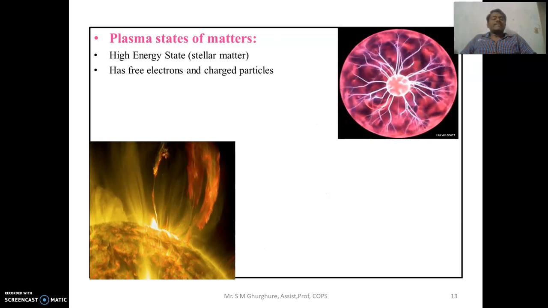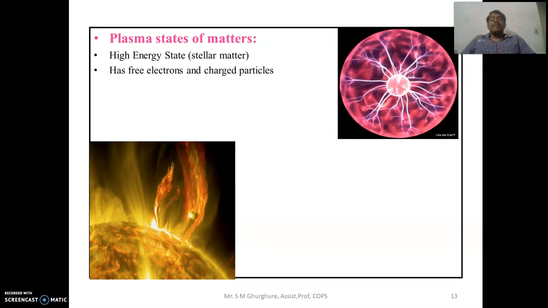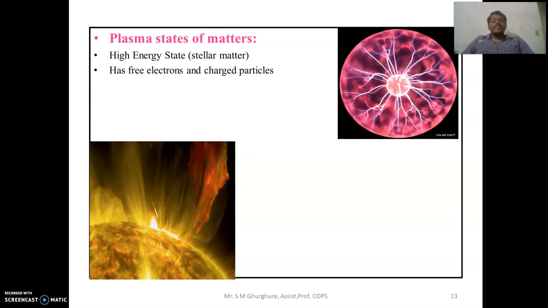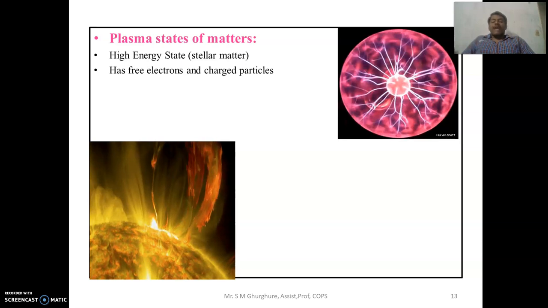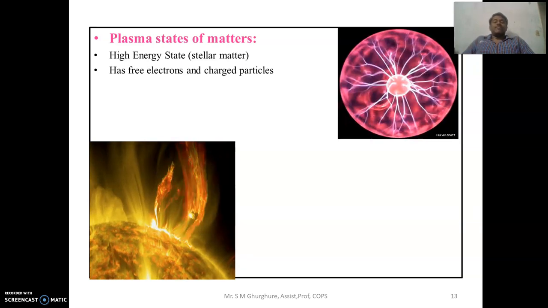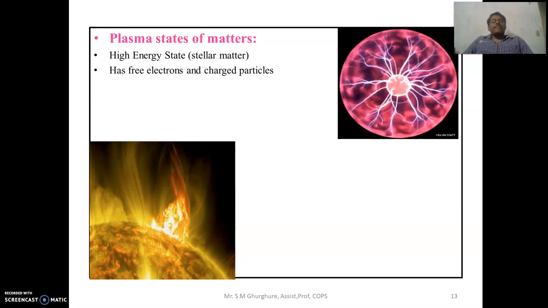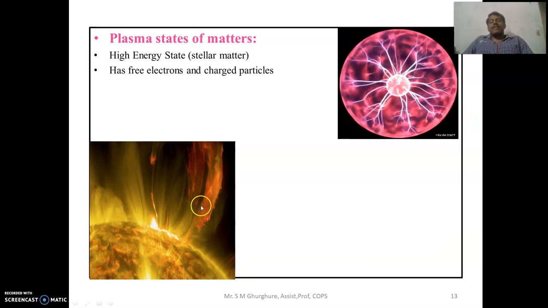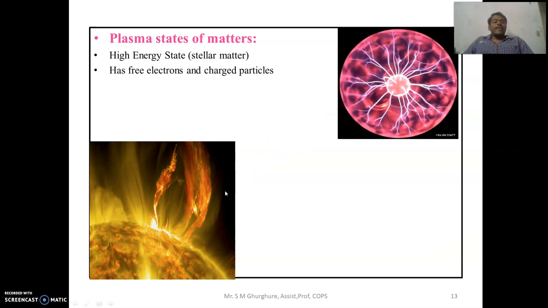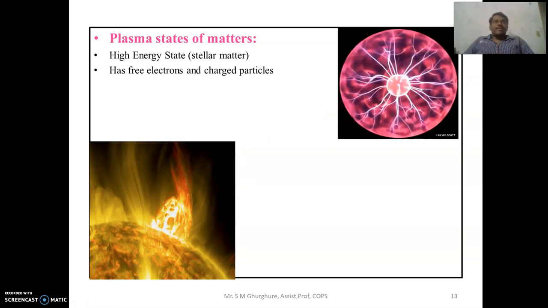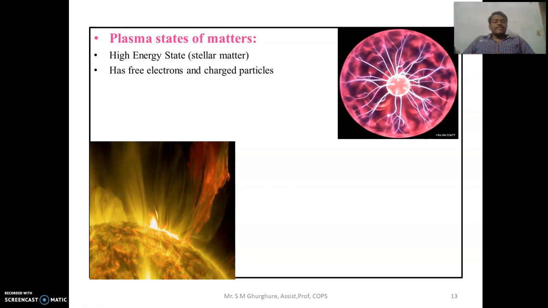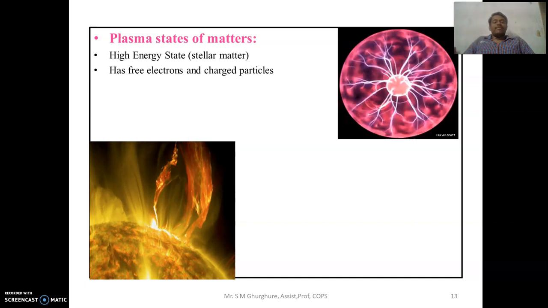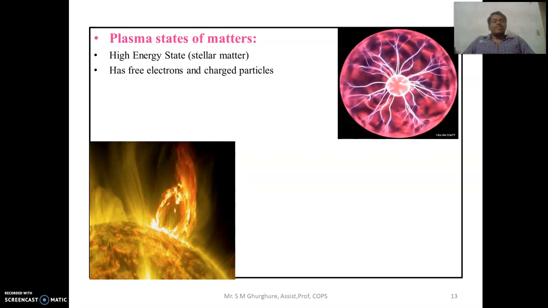Then the next state of matter is the plasma state of matter. The plasma state of matter is a highly energetic state, has free electrons and charged particles. Lightning occurs due to the highly charged particles, and these are highly excited molecules. And after the plasma state of matter comes the Bose-Einstein condensate state of matter, known as the BEC state of matter. These are called supercooled solutions.